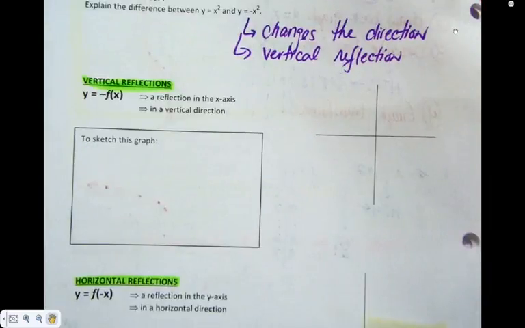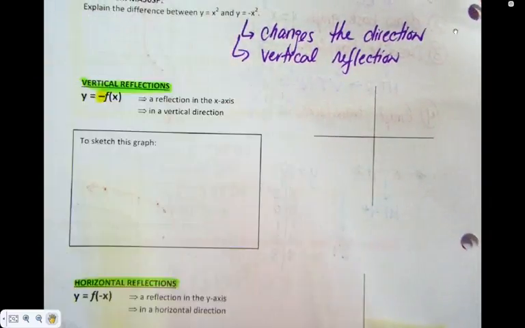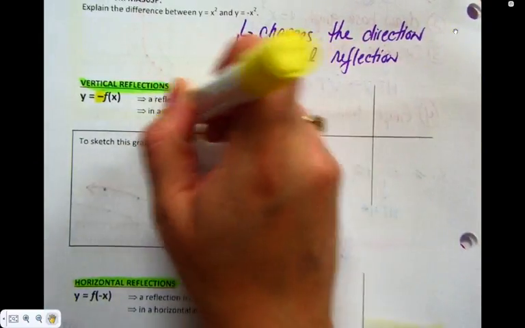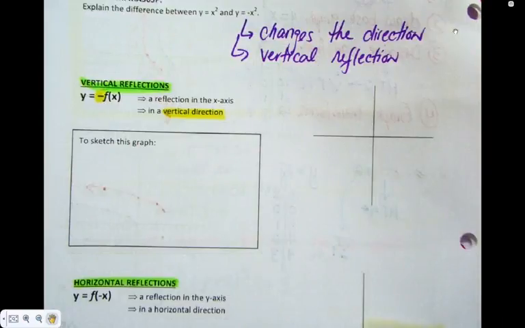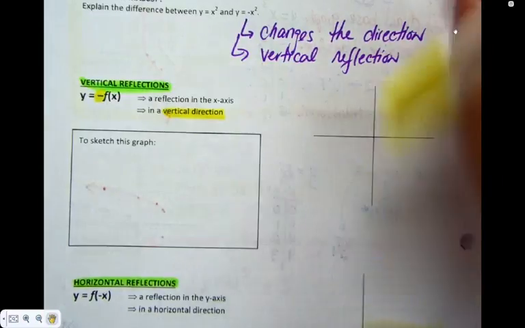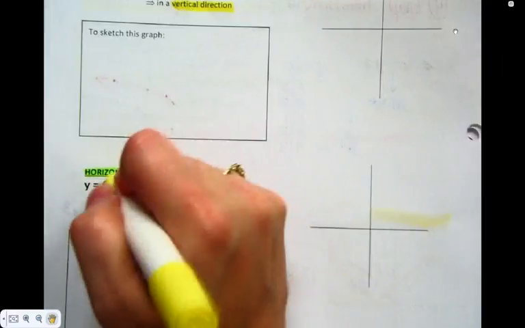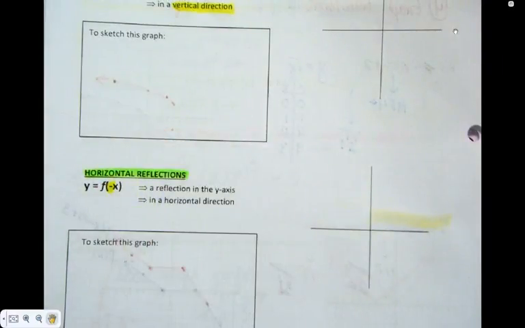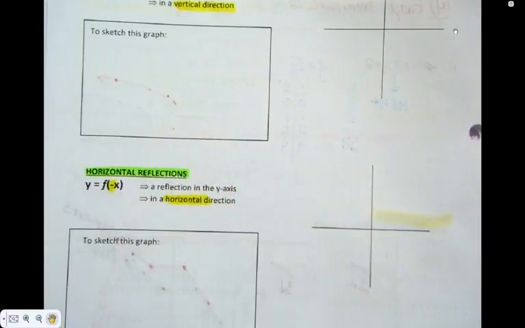So here's what you need to know. If the negative is outside the brackets in front of a function, it's called a reflection in the x-axis, which is in a vertical direction. If the negative is outside the brackets in front of the function, it's a vertical reflection. Let's jump down here to horizontal. Where do you see the negative is? Inside the brackets. If it's inside the brackets, it is horizontal.